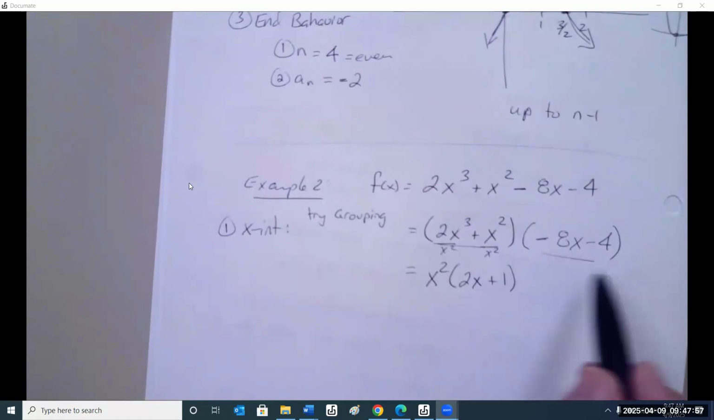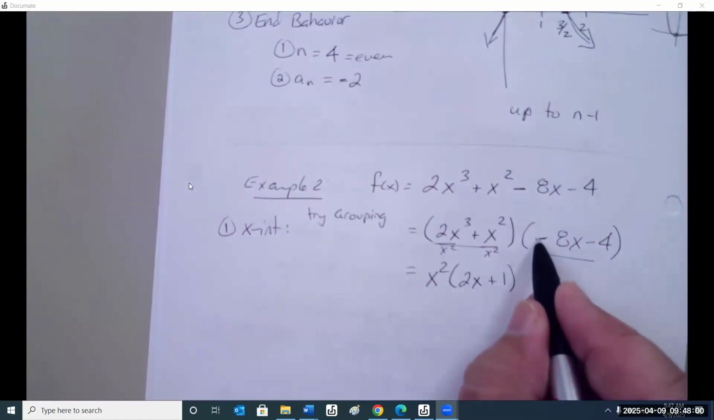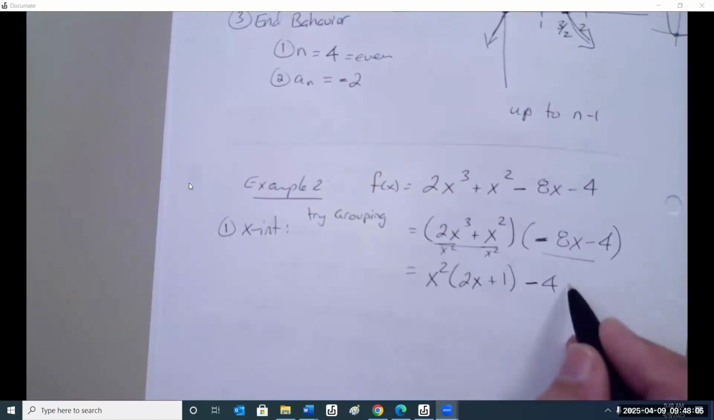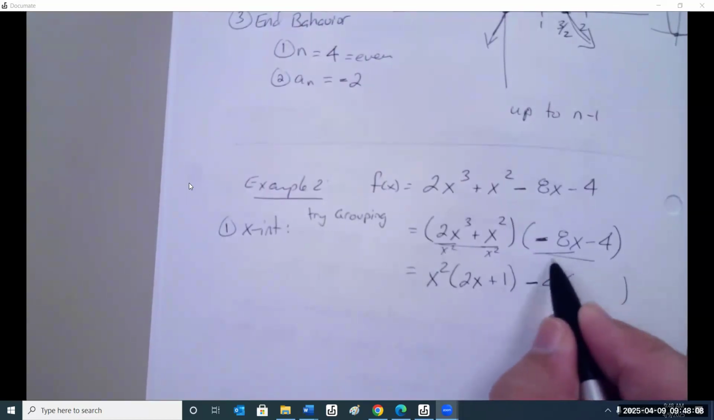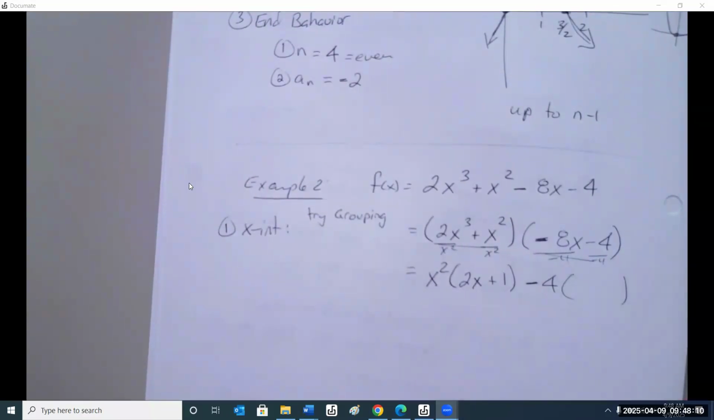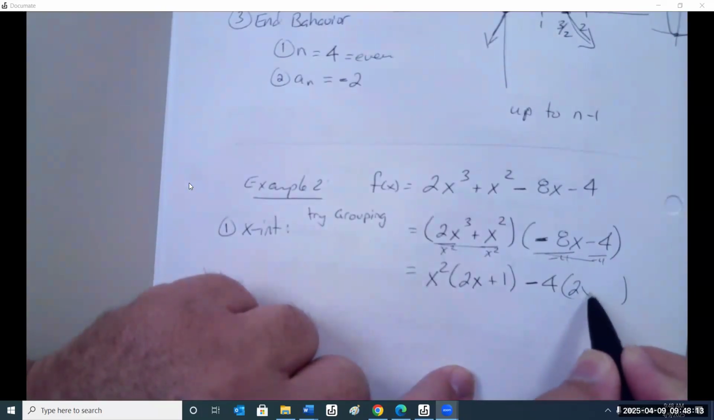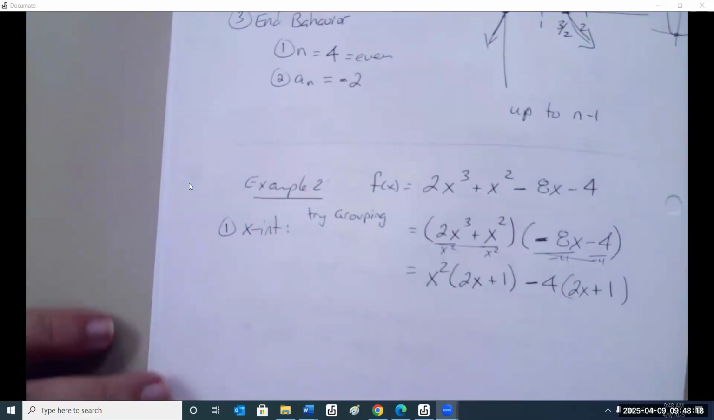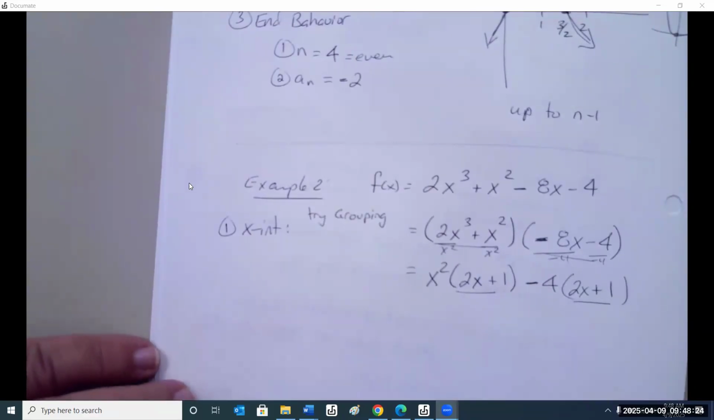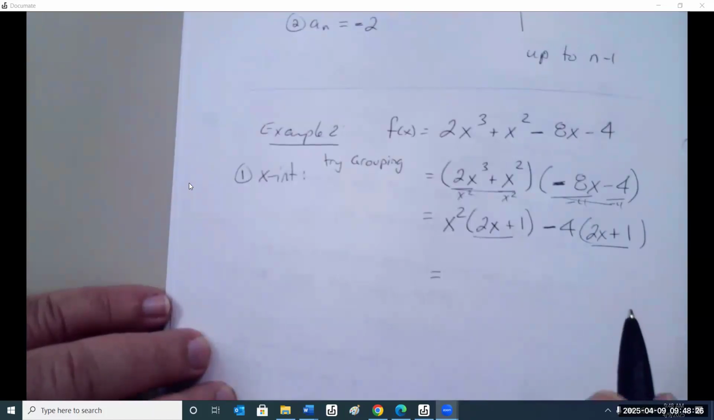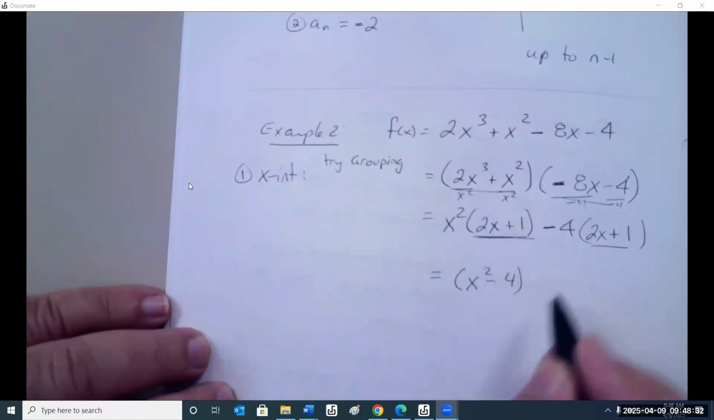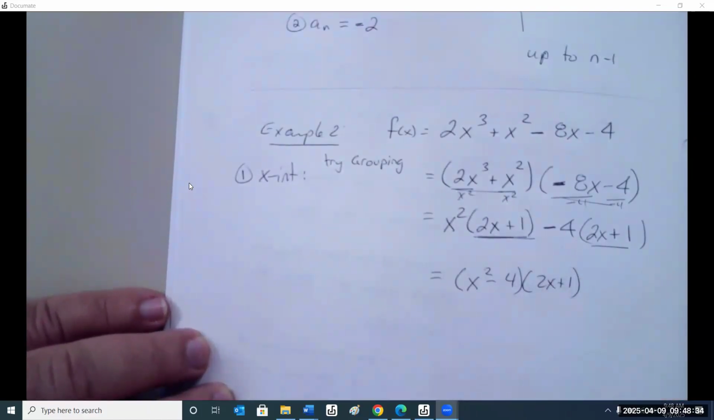Now in the second one, since the leading term is negative, we have to factor out the negative. So we take out -4. Remember, we're factoring out a -4, so we divide those by -4. So it's going to be 2x, negative makes it a positive 1. See, that's our goal. We want these to be the same. So x squared minus 4 is one parenthesis, and the 2x plus 1 is another parenthesis.